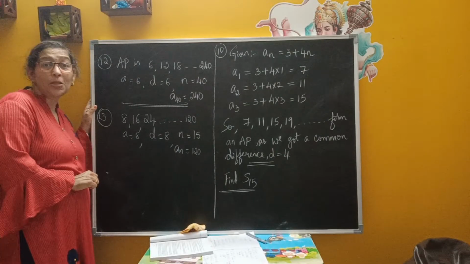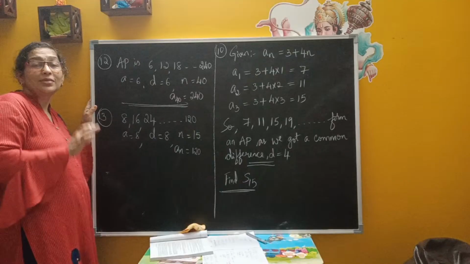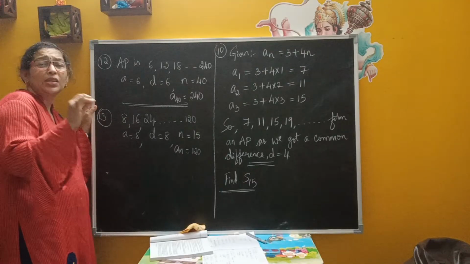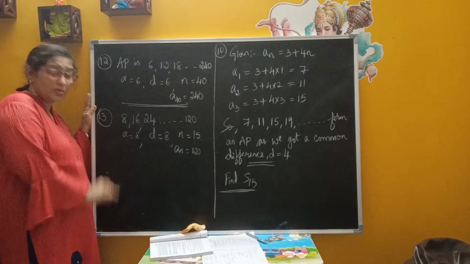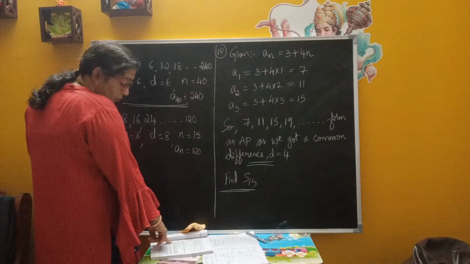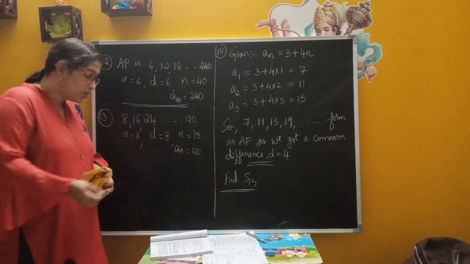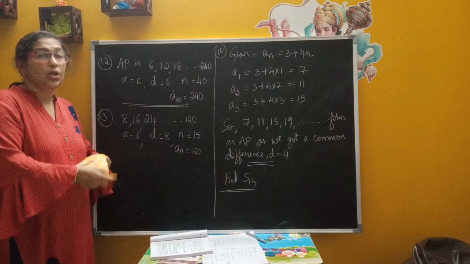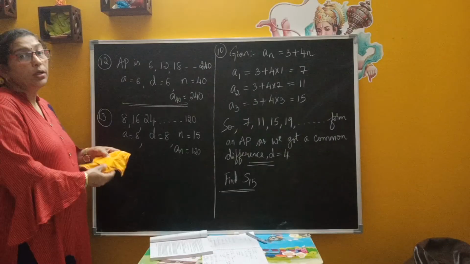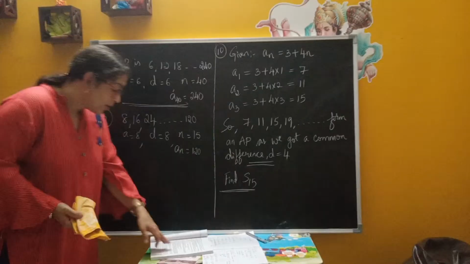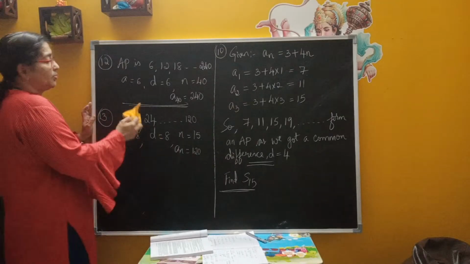But these are important problems. In the 10th board exam, we usually get this type of problem. Important problems. Next, the 14th one. Find the sum of the odd numbers between 0 and 50.